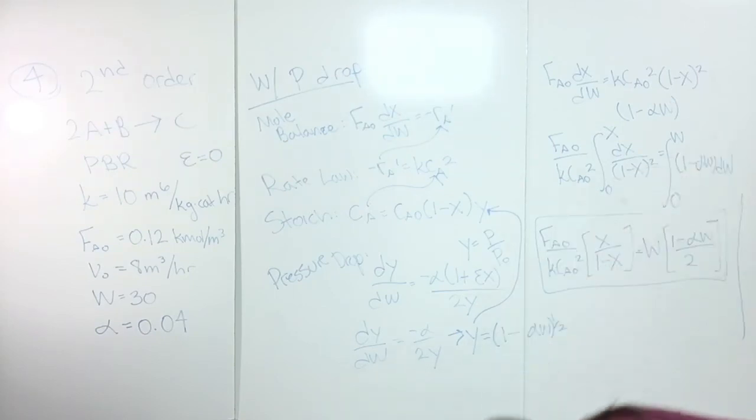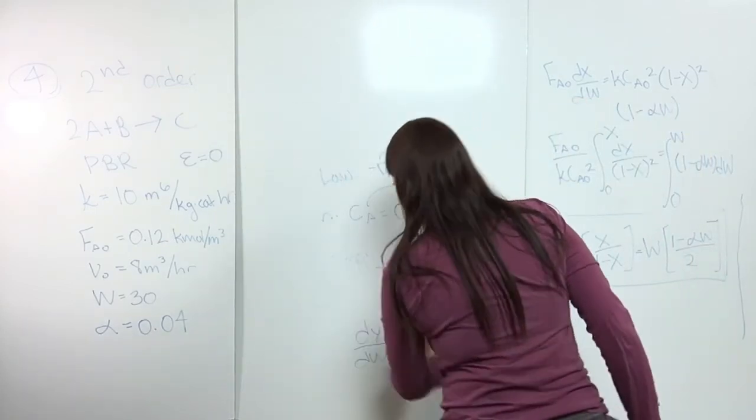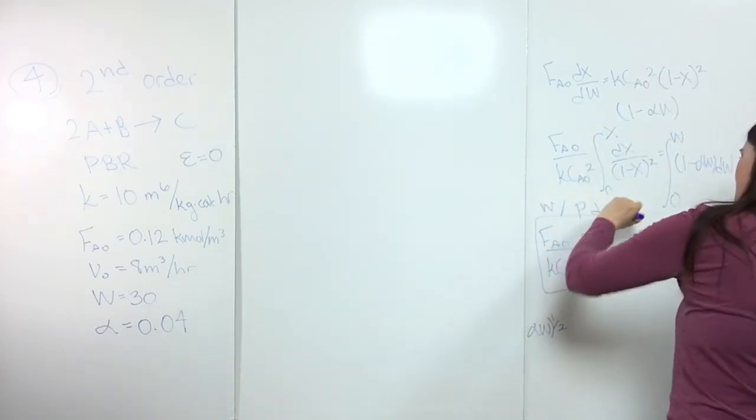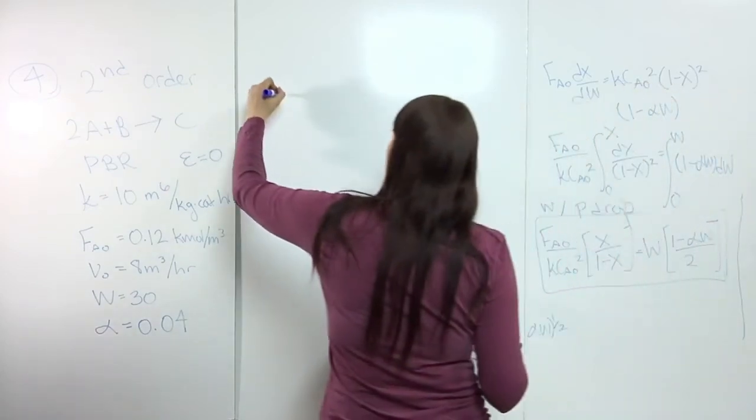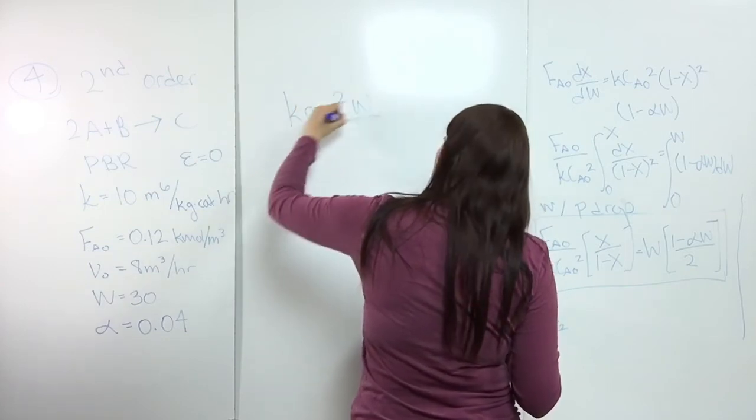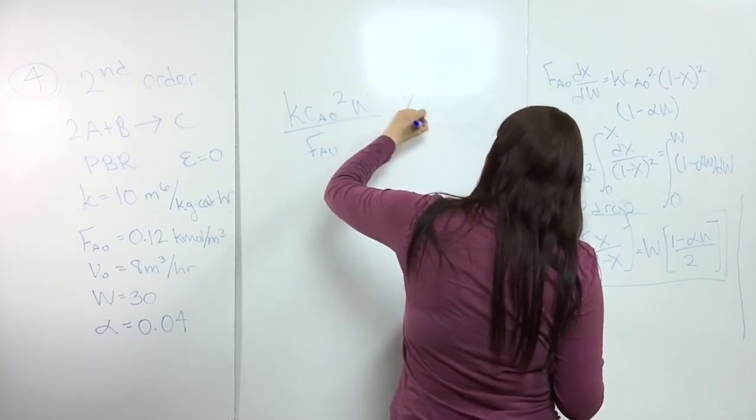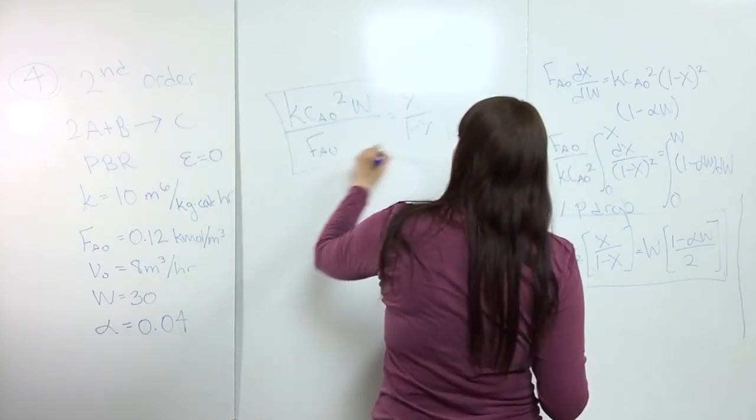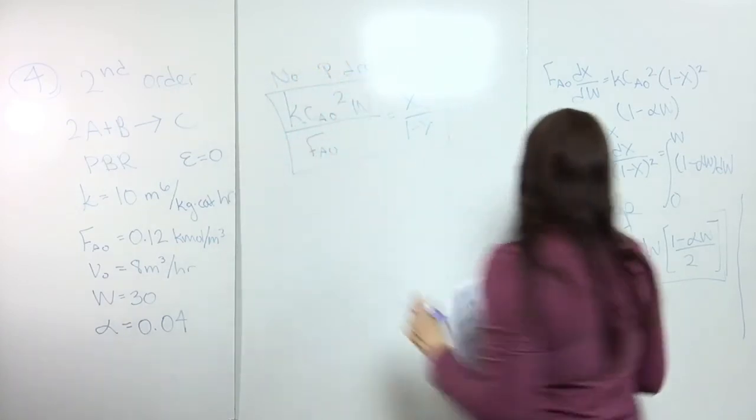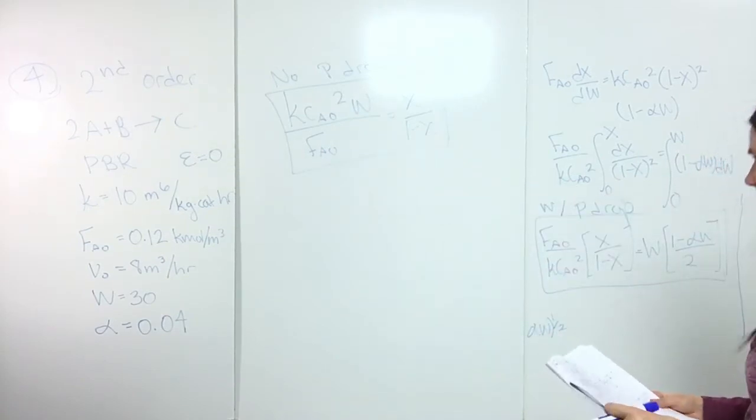So I'll just write down this equation again real quick that we derived for the first part. So this was with pressure drop, and then k Ca naught squared W over Fa naught is equal to X over 1 minus X. And this is no pressure drop. So you have your two equations and you're looking for the conversion.